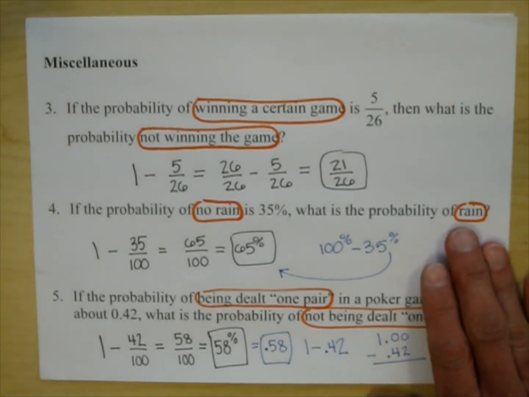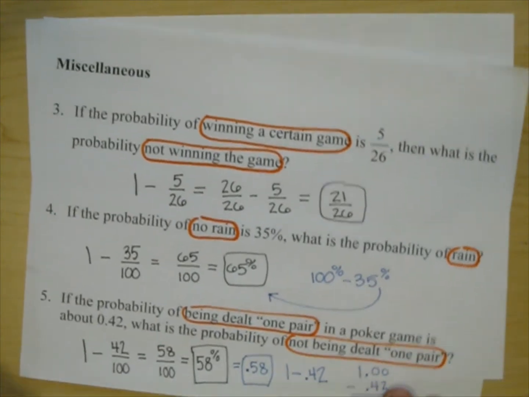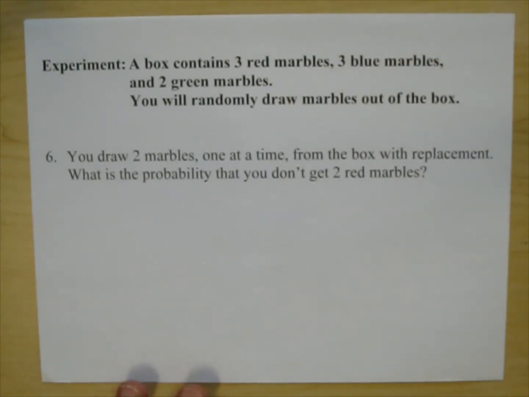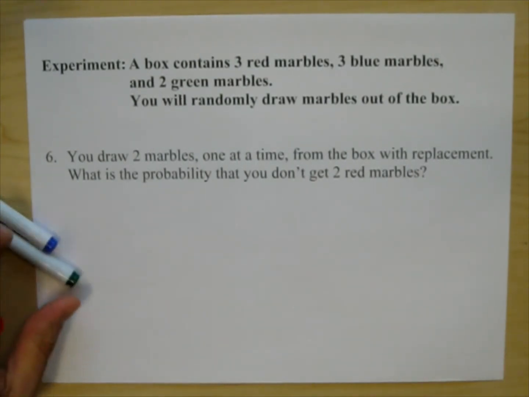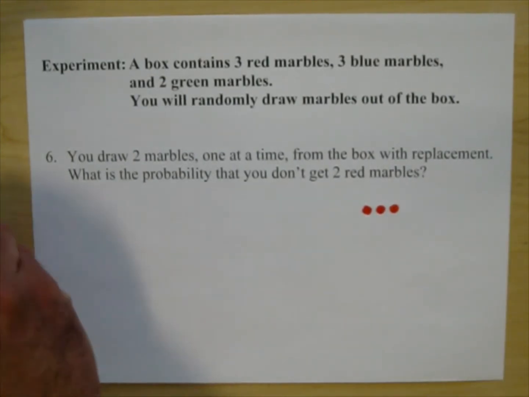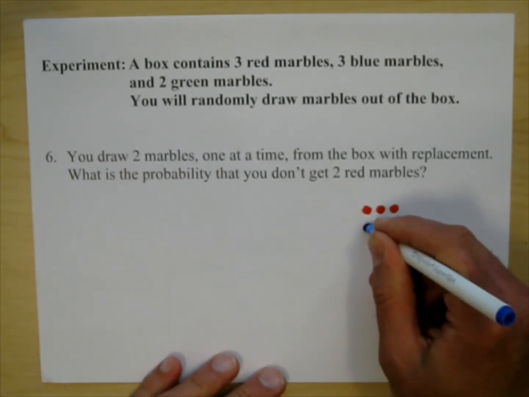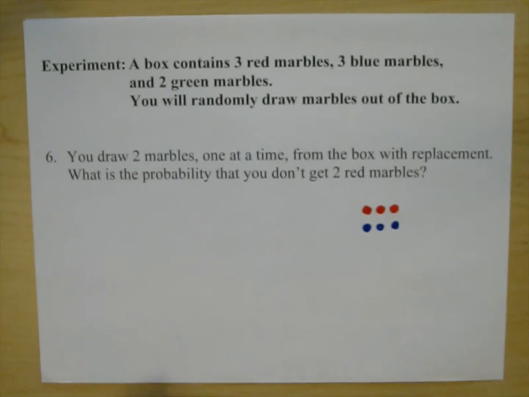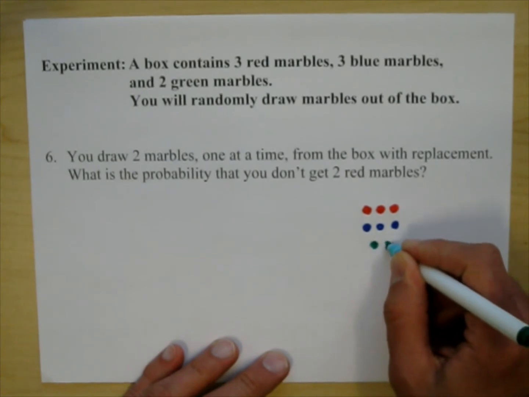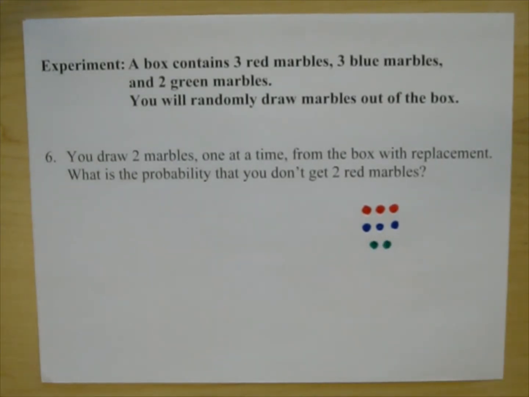Let's go ahead and do some more problems now. Okay, a box contains 3 red marbles, 3 blue marbles, and 2 green marbles. So why don't we go ahead and draw this. 3 red marbles, 3 blue marbles, and 2 green marbles. There's the box.